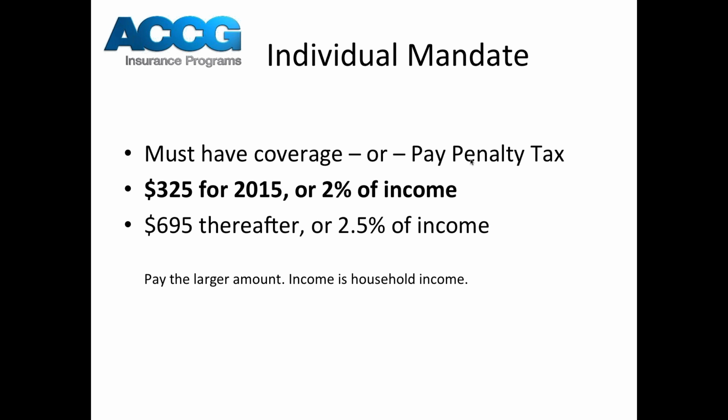Another one is that every person in the country is now supposed to have health insurance. And if they don't have health insurance, there's a penalty. It's 2% of household income, or $325, whichever is more, this year, and it goes up next year. So they have to figure out if individuals have health insurance to know if they should tax them.